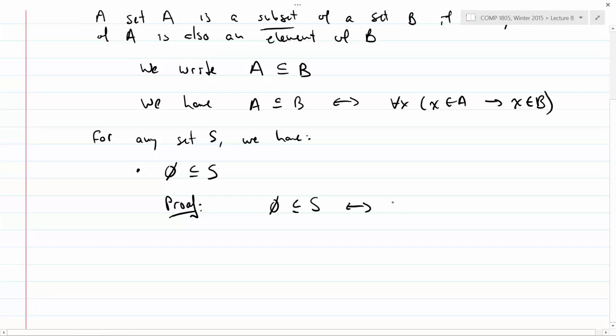That's true if and only if for all x, if x is in the empty set, then x is in S. That's all I'm doing. I'm subbing in the empty set for A and S for B. Now if we look at this, when is it true that x is in the empty set? It doesn't happen, right? The whole definition of the empty set is that it doesn't have anything in it. So it's never true that x is in the empty set, no matter what x is. So this hypothesis is false for every single x.